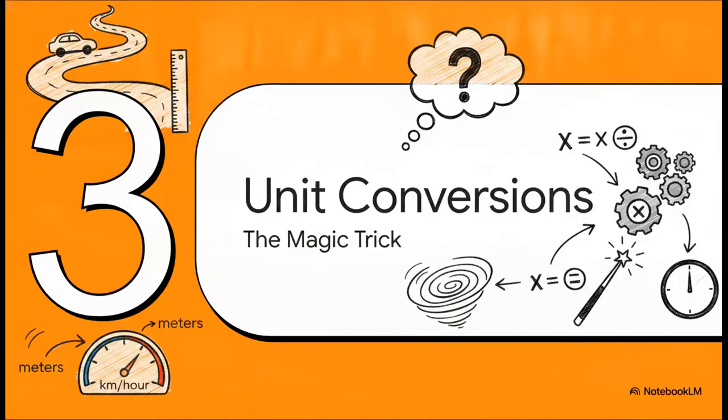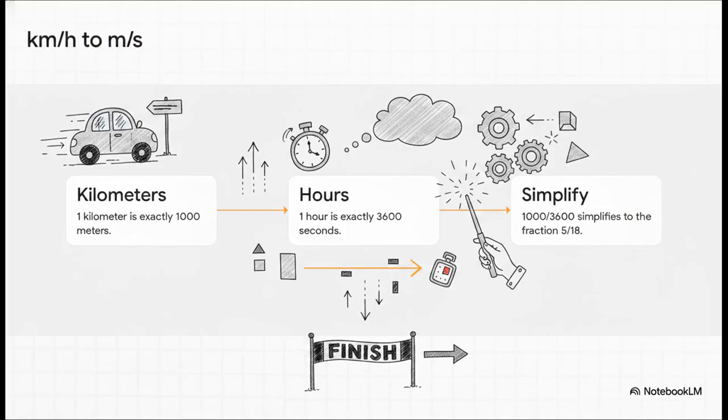Section 3, Magic of Unit Conversions. Now, what's really interesting about this slide is the logic behind it, so we don't have to rely on rote memorization. Let's completely demystify this whole converting kilometers per hour to meters per second thing. Look, we know 1 kilometer is exactly 1,000 meters, right? And 1 hour, well, that's 60 minutes with 60 seconds each, giving us 3,600 seconds. If we set that up as a fraction, 1,000 over 3,600, and just simplify it down by crossing out zeros and dividing by 2, we get this absolute gem of a fraction, 5 over 18.